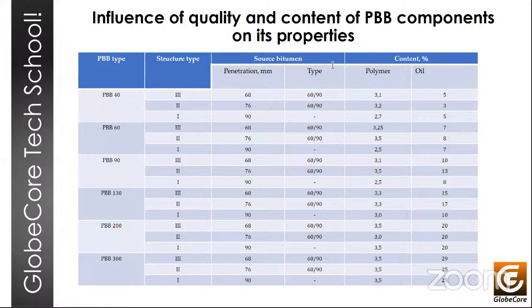An increase in the content of oil plasticizer is necessary in the following cases: to reduce the brittleness temperature, to increase elasticity and extensibility at 0 degrees centigrade, and uniformity of PMB, or when working with high viscosity bitumen, for example, 40-60 road bitumen. And also with petroleum bitumen and type 1 bitumen to increase its workability and compaction of polymer asphalt concrete mixtures. Next slide, please.